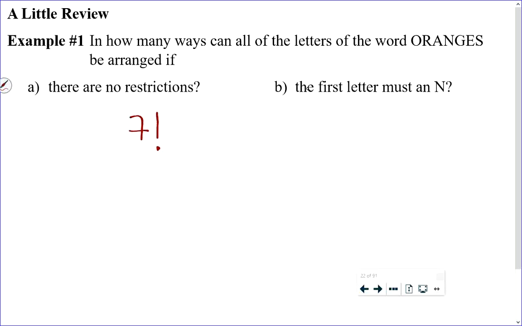I'm curious, if I say to you, how many ways can I arrange all of the letters if the first letter must be an N, how many of you immediately just say, well, it's 6 factorial. See, what I do is I say if the first letter must be an N, I'm not even going to worry about the first letter. I'm just going to ignore it, and I'm going to arrange all of the letters of the word oranges. I'm going to ignore the N, and that's 6 factorial.